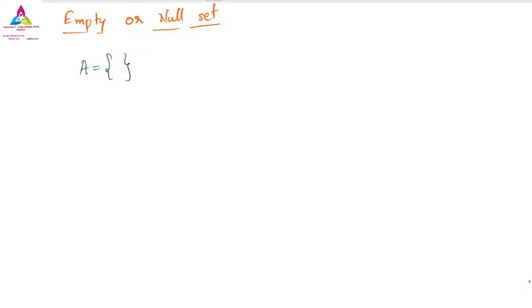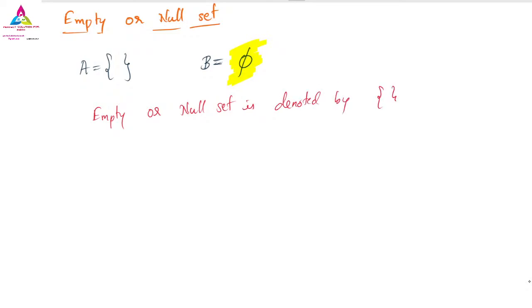Empty means nothing. So next, one more we can take: B is equal to, we will write like this way also. This is also symbolically a null set or empty set. This symbol we have here is called phi. And if you write like this way, it is a null set. So an empty set or null set is denoted like this way, open and close bracket, or phi.